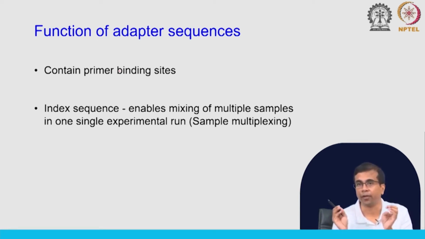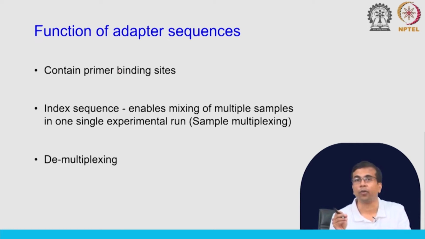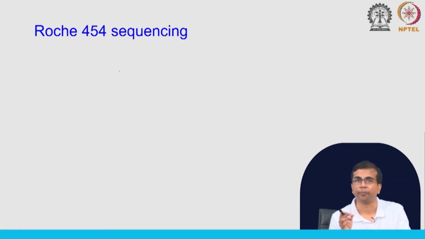If you are mixing 96 samples, each of them will have a unique index sequence, and this process is known as sample multiplexing, where we can mix multiple samples with these index sequences. Once the sequencing is done, we can look at these index sequences and separate out the samples. This is known as demultiplexing. So, there are two terms, sample multiplexing and sample demultiplexing.